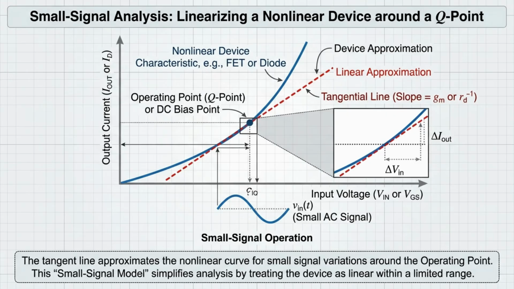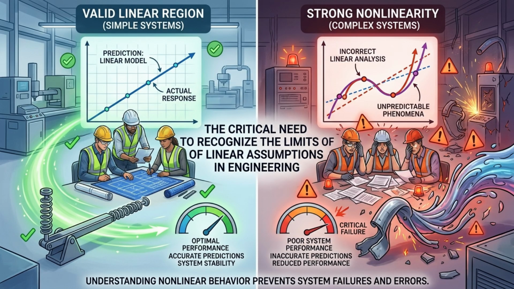Engineers often use linear approximations, even for nonlinear devices. Around a specific operating point, a nonlinear component can sometimes be treated as approximately linear for small signal variations. This approach, known as small signal analysis, is widely used in analog and RF engineering. Understanding when linear assumptions remain valid is a critical engineering skill. Incorrectly applying linear analysis to strongly nonlinear behavior can lead to inaccurate predictions and poor system performance.